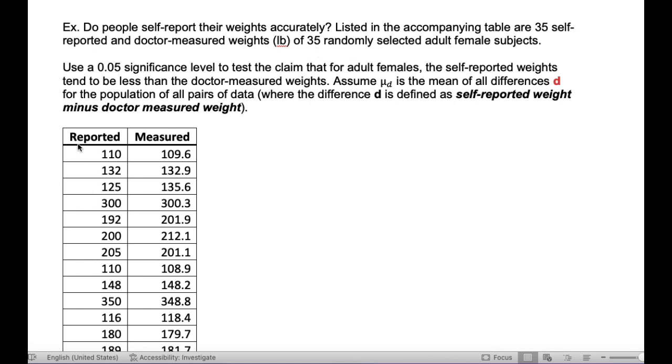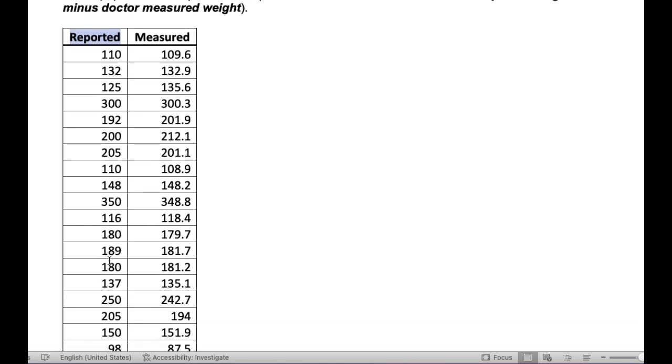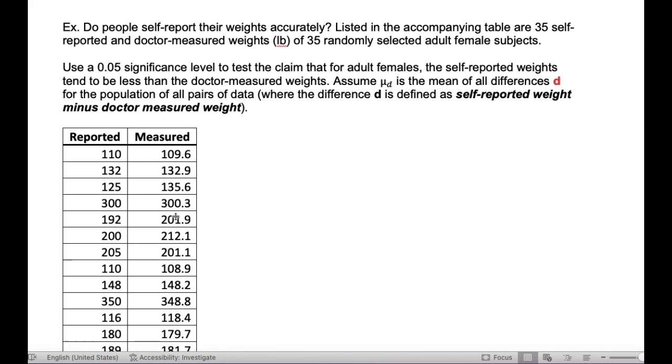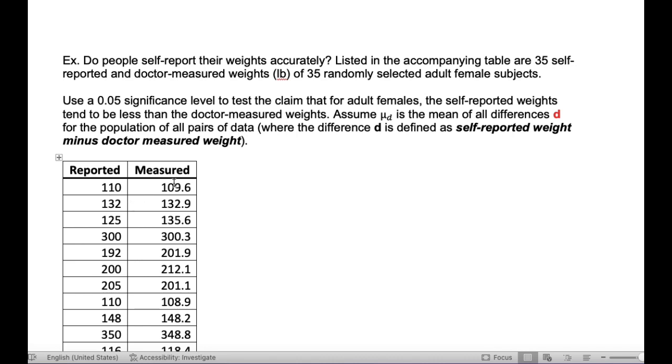So you can look over here in the table and you can see this. The first sample is the reported weights, and it consists of all the numbers in this column right here. So that is like sample 1. And the second sample corresponds to measured weights, and all the weights you see here, this is basically our sample 2. And there are 35 of each.